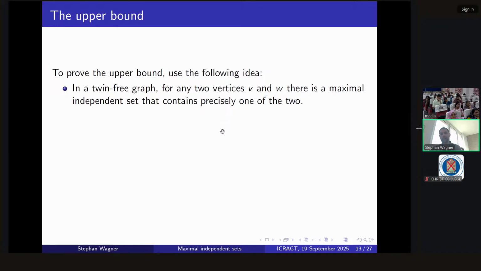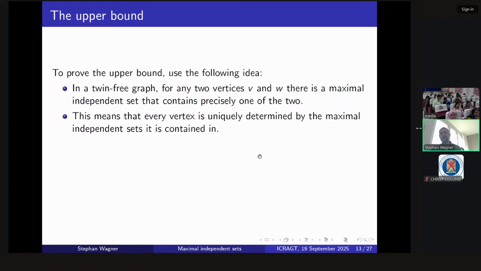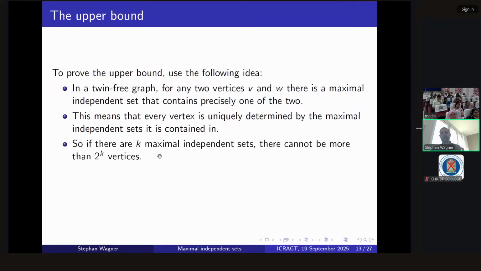So there is always a maximal independent set containing precisely one of the 2. Meaning that I can distinguish any two vertices by knowing which maximal independent sets they're contained in. So every vertex is uniquely determined by the maximal independent sets it's contained in. If I tell you for a vertex, these are the maximal independent sets it's in, I can uniquely define it. That means if there are k maximal independent sets, the most you can have is 2 to the k vertices, because that's how many subsets of maximal independent sets there are. There cannot be more than that. This is not quite the upper bound. The upper bound is 2 to the k minus 1 plus k minus 2, as I showed you earlier.